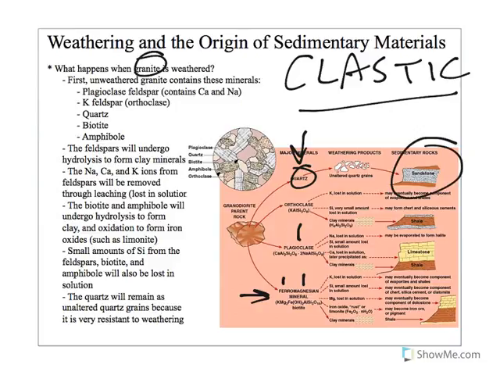So what we can actually tell, and we're going to talk about this more in the next chapter, is what we call the maturity of our rocks based on the quartz content. Right? We can tell how long it's been in the system.